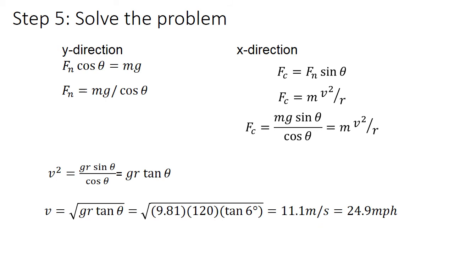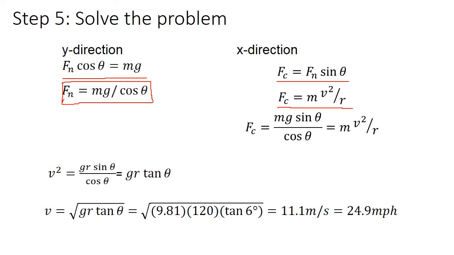So finally, we are now going to solve the problem. Recall from the previous step that the y direction formula is Fn cosine theta equals mg. And if we divide cosine theta on both sides of the equation, we will end up with Fn is equal to mg over cosine theta. Now also recall from the previous step that the x direction formulas, the first one is Fc equals Fn sine theta, and the second equation is Fc equals mv squared over r.